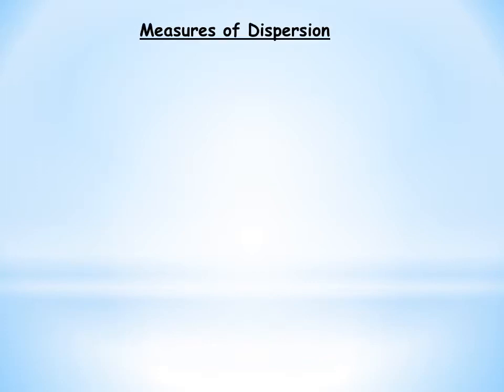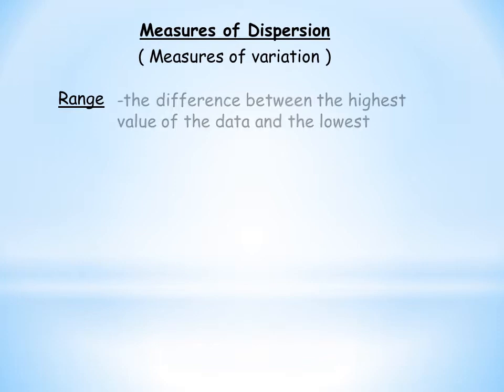We also have measures of dispersion, so that will tell you how spread out your numbers are. It's also called measures of variation. Range is one of those. So the bigger the range, the more spread out your data is, and the smaller the range, the more your numbers are close to one another.